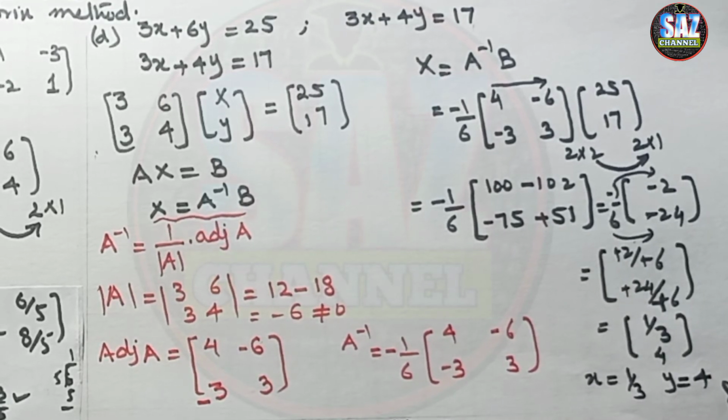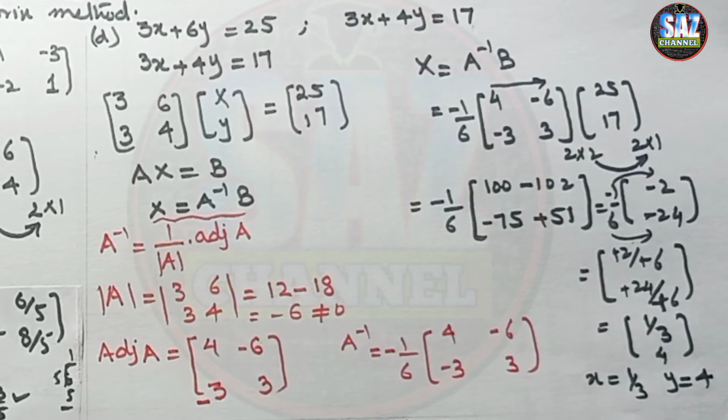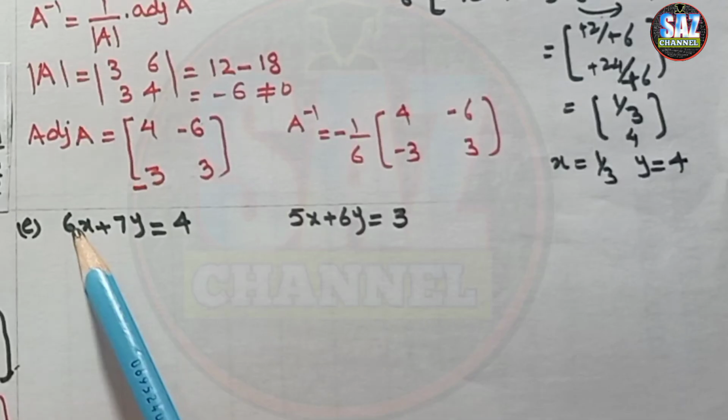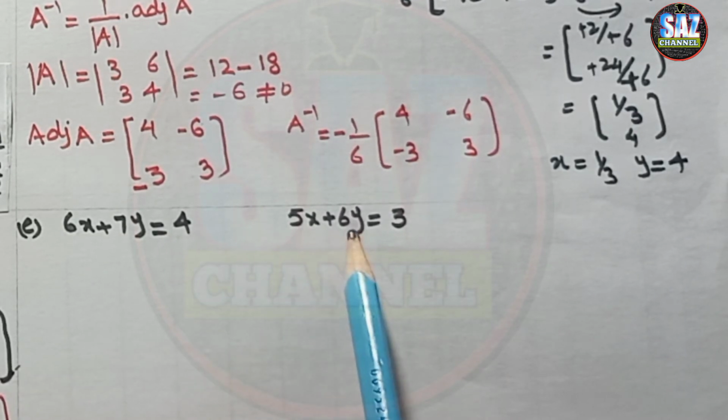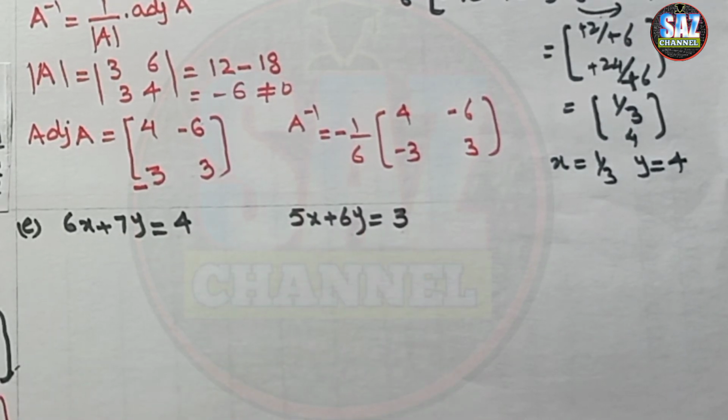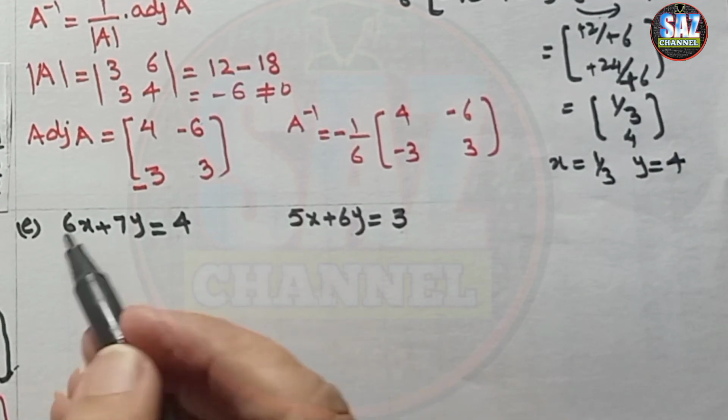And let's move to the next part, and let me confirm the data with the book. In part E the given equations are 6x plus 7y equals 4 and 5x plus 6y equals 3. Recall, what is the first step?